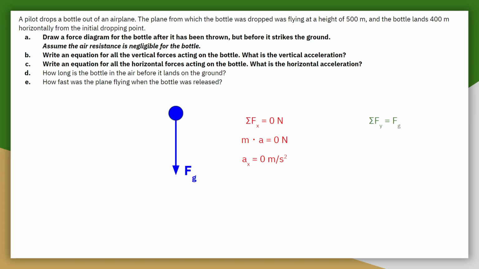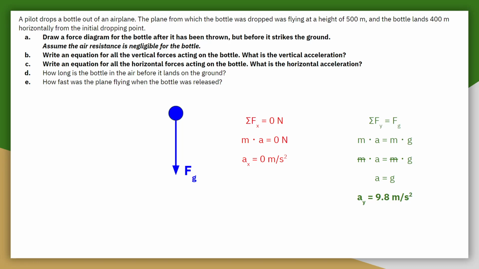Now for the sum of the forces vertically, part B. We have one force, the force of gravity. We can rewrite sigma Fy as ma, and we can rewrite Fg as mg. The masses cancel out, so the mass of the bottle is irrelevant when the only force acting on the bottle is the force of gravity. As such, our acceleration is equal to the gravitational acceleration of an object near the surface of the Earth. That value of 9.8 meters per second squared.